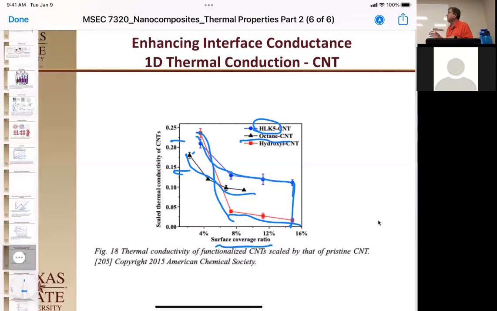So what this shows is that, number one, the modification itself is important, and the concentration of the modification is important. You want something that's going to interface with the matrix very strongly and be compatible with that matrix to make that interface, that barrier, as small and as thermally resistive as little as possible.